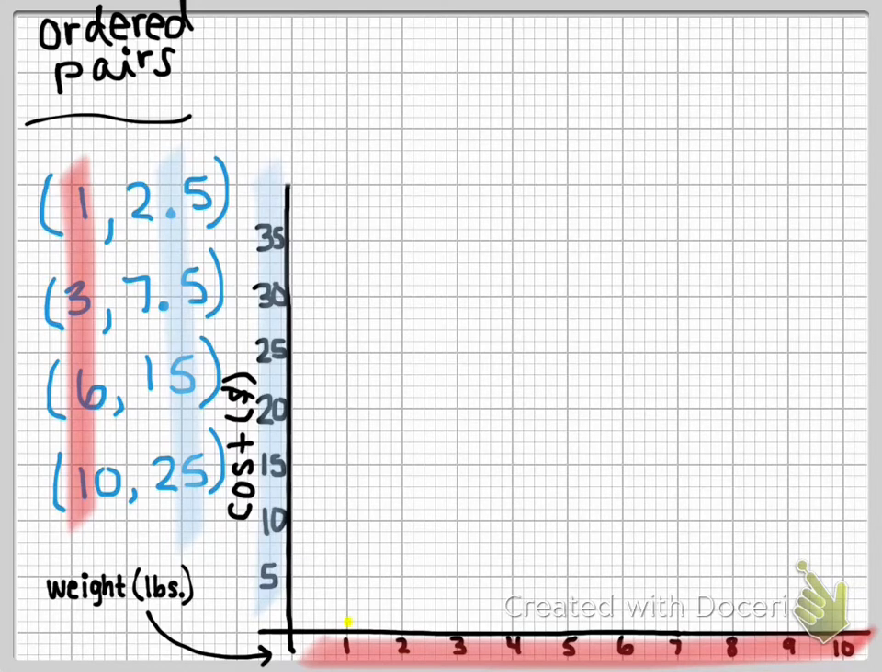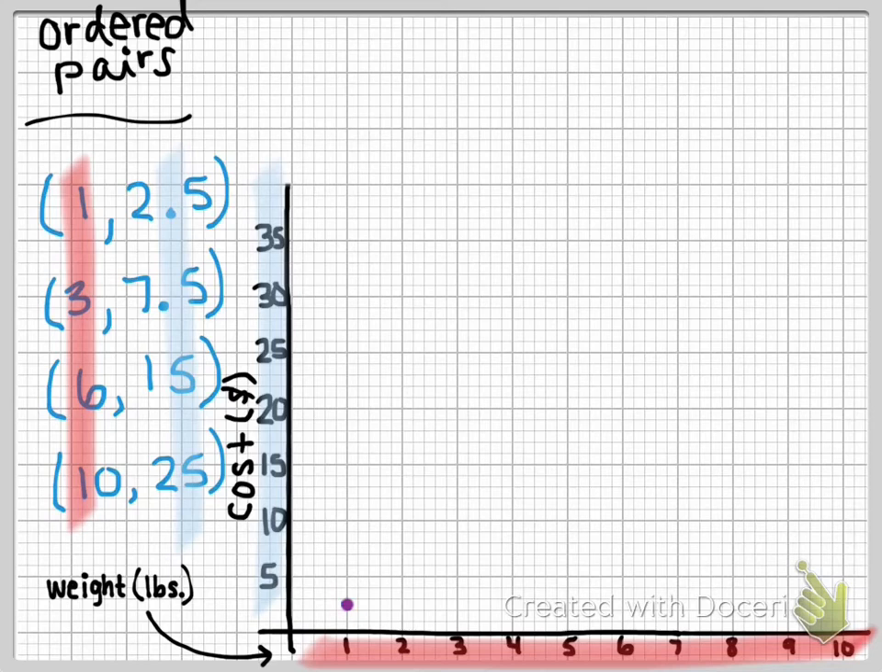I'm going to find 1 on the x-axis, and then 2.5. So I am going to find 1, 2, and then go halfway between the boxes to find 2.5. And right here is where my dot's going to go. If you need to use lines to help you find where the dots go, that's totally fine, but make sure you erase them when you're done to clean it up a little bit.